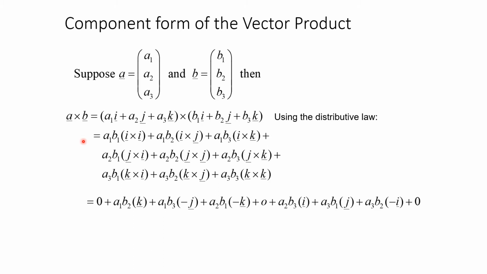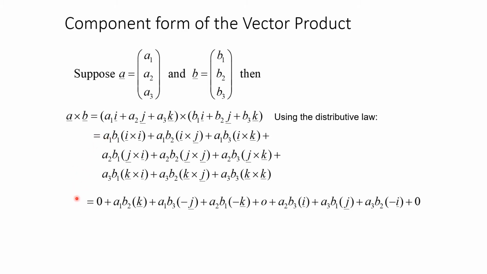So sine of 0 is 0, and then when is i times j, right? And i times j is clockwise, right? So it will be a positive k. So you will reduce your value to a1, b2, k.